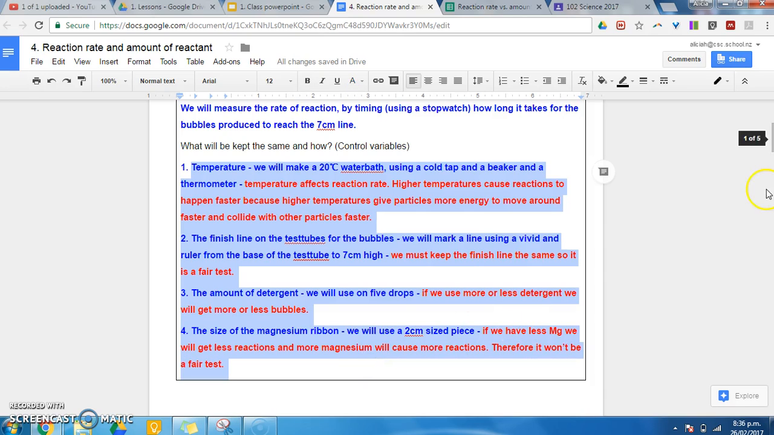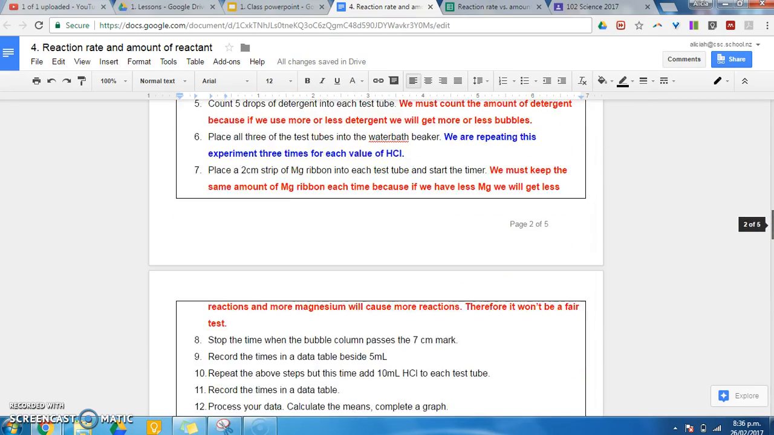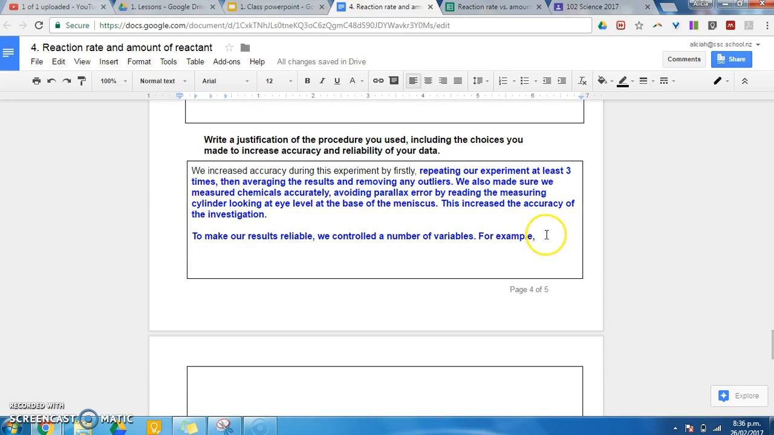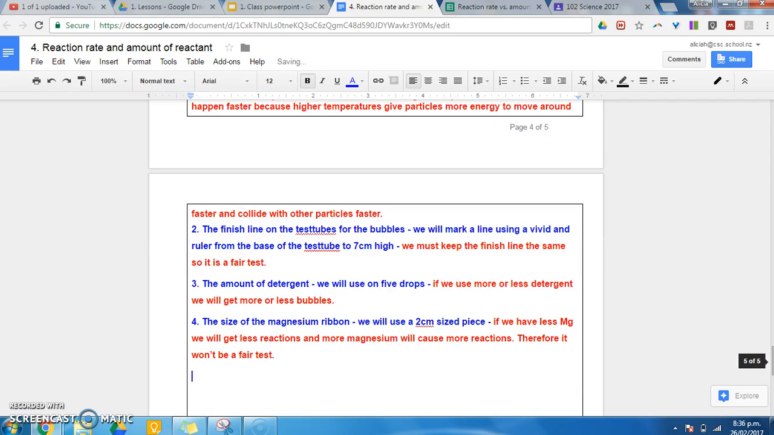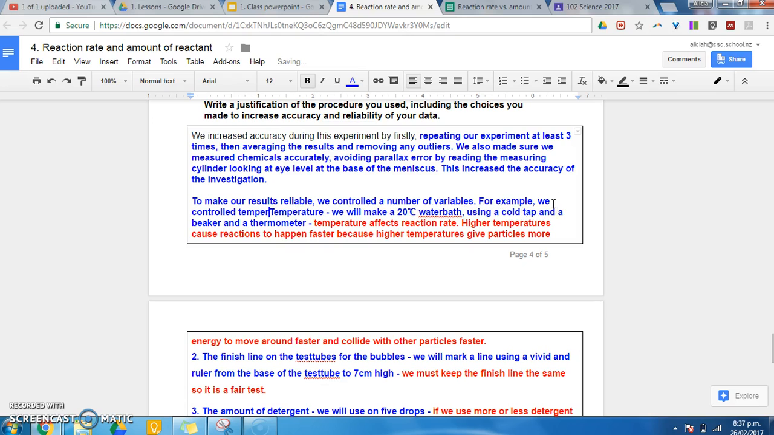So if we take all that information, and again you can copy it if you're on the computer, or you can just flick back and forth between it if you're doing a hard copy as you rewrite it. We'll put that information in. For example, we controlled temperature by making a 20 degrees Celsius water bath using a cold water tap and a beaker and a thermometer.